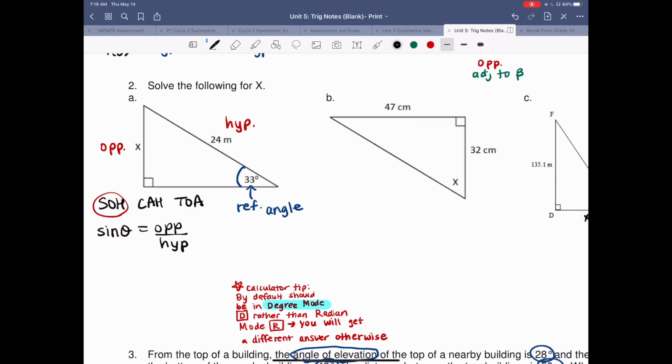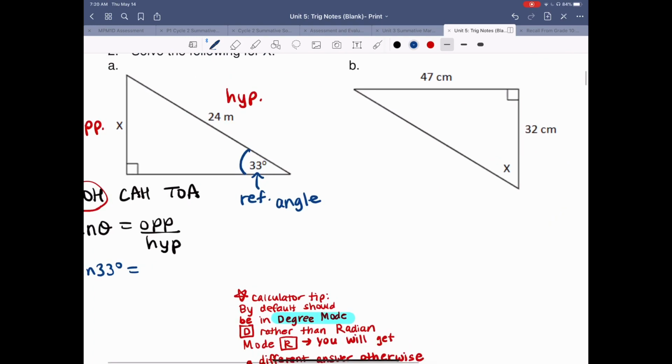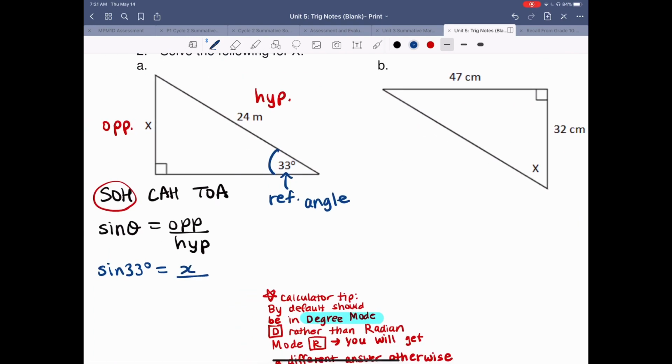Because everything's nicely labeled, all you need to do at this point is use sine 33 degrees, because that was the only reference angle, and I pointed out that is the reference angle I'm talking about. So you have sine 33 is equal to my opposite, which was x, divided by the hypotenuse, which is 24. At this point, you're going to solve for x, so you cross multiply. You have x is equal to 24 times sine 33 degrees.